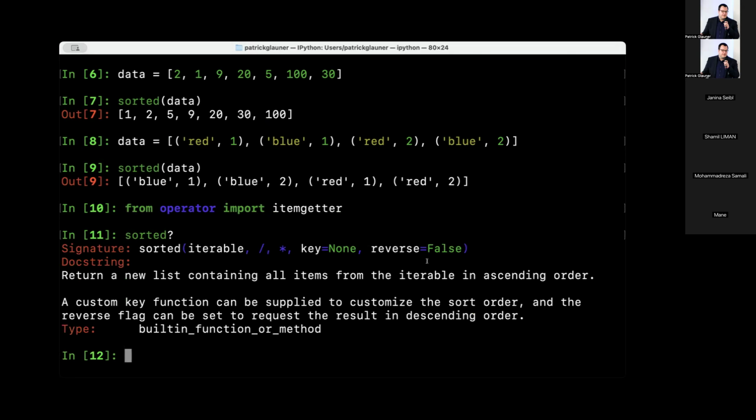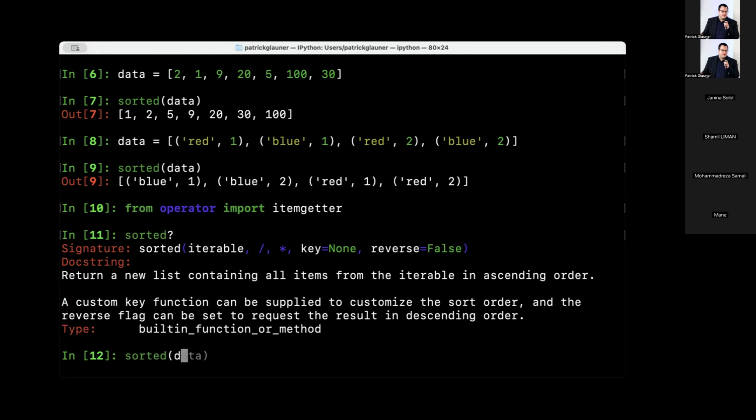So sorted question mark. Not sure how this would run in an IDE, but in an interactive environment, you would just put a question mark, and you see the iterable is what we're iterating over, the data. That's mandatory, and it has some more parameters. We can pass a key, we can have a reverse.